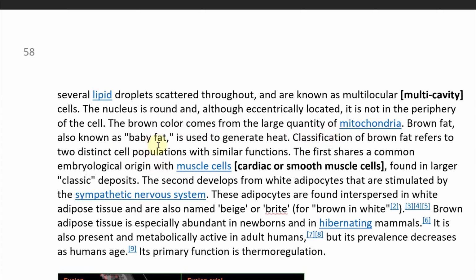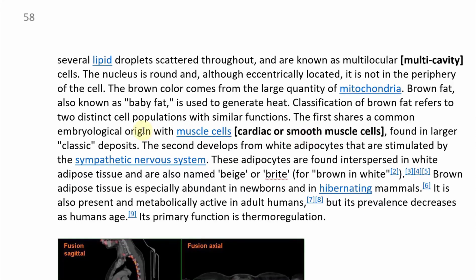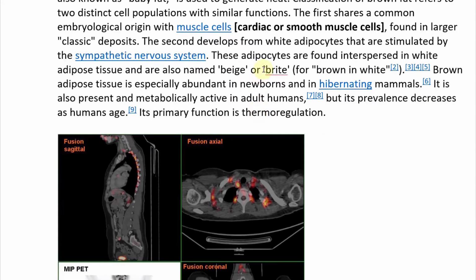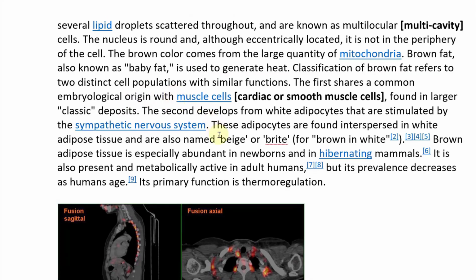Brown fat, also known as baby fat, is used to generate heat. The other one is energy storage; this one is to generate heat. Classification of brown fat refers to two distinct cell populations with similar functions. The first shares a common embryological origin with muscle cells, such as cardiac or smooth muscle cells, and is found in larger, classic deposits. The second develops from white adipocytes that are stimulated by the sympathetic nervous system. We'll go over this one also later in the video.